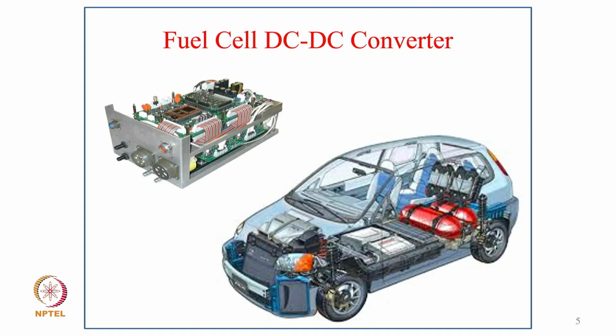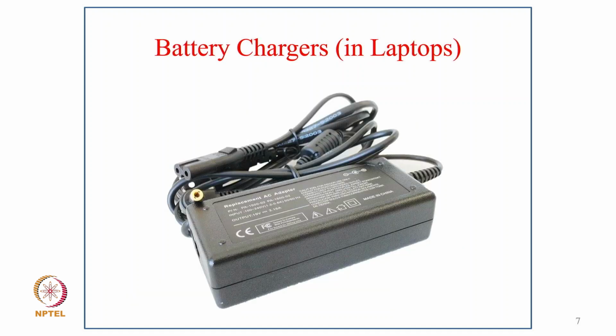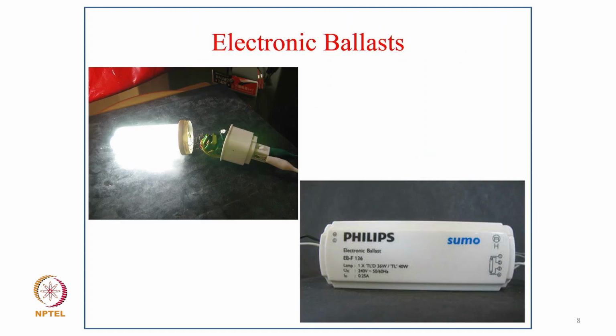So starting with the first, you can see the photograph of a fuel cell DC-DC converter, how it looks, which typically uses a non-isolated DC-DC converter. Then battery chargers, as you can see, for charging the battery, we use the DC-DC converter for controlling the charging current. Then a battery charger for laptops.